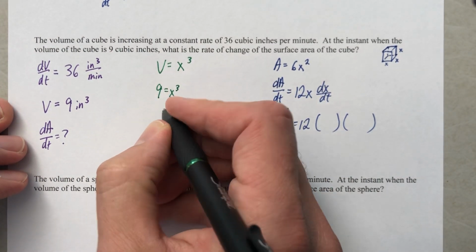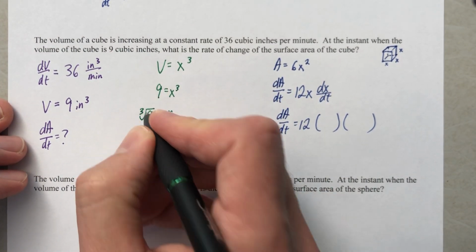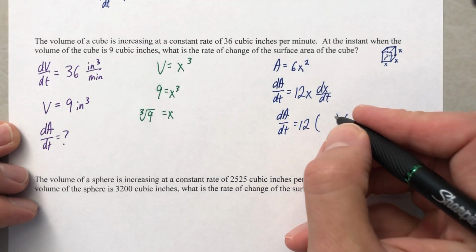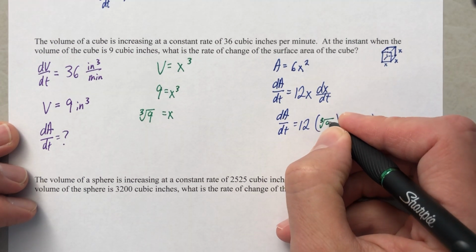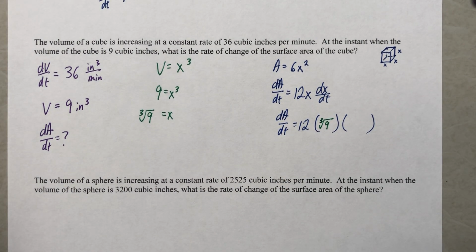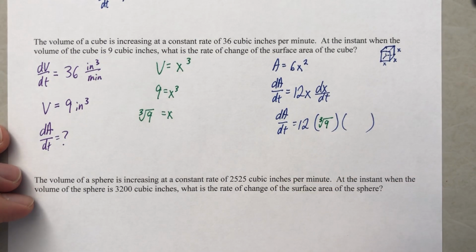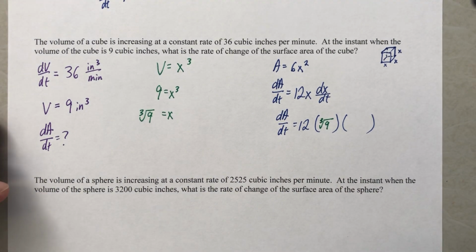So x is the cube root of 9. Whatever that is, get a decimal if you want. I'm going to leave it as the cube root of 9, actually. So now we know the length of x is the cube root of 9. All right? Well, we still don't know the rate at which x is changing. So let's figure that out. Let's switch colors once again. Let's use black.